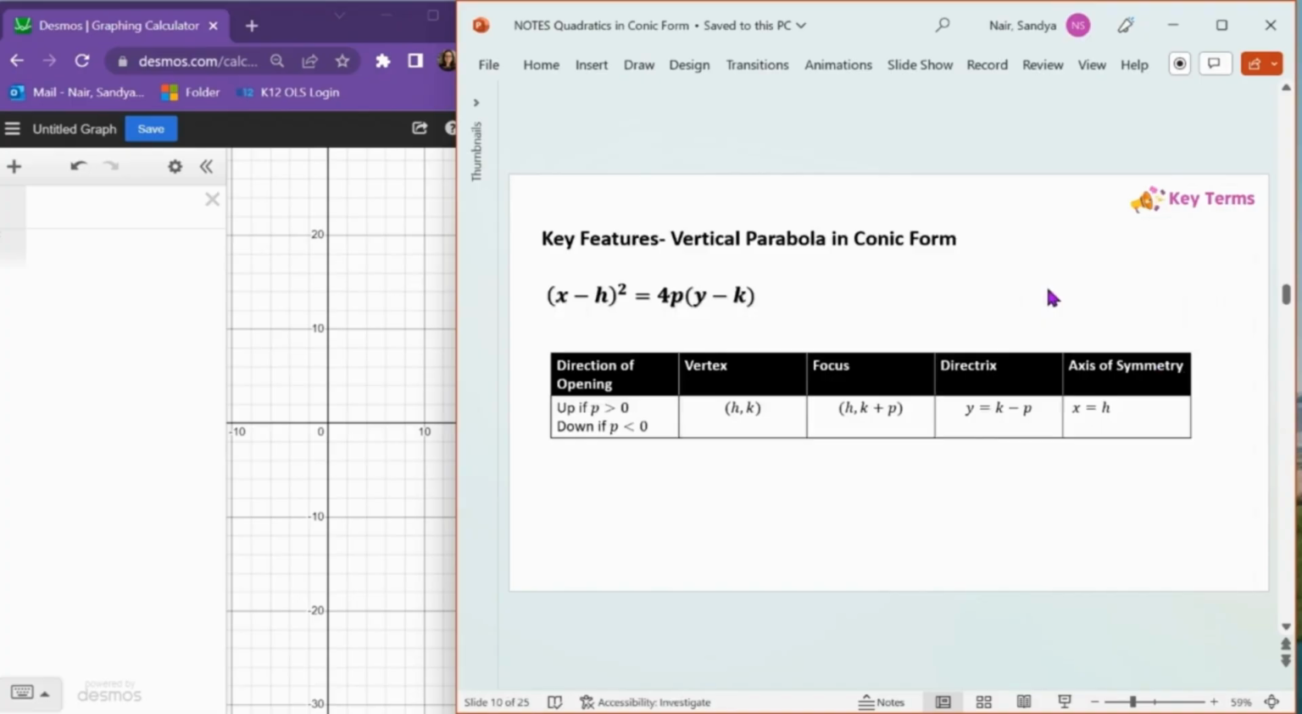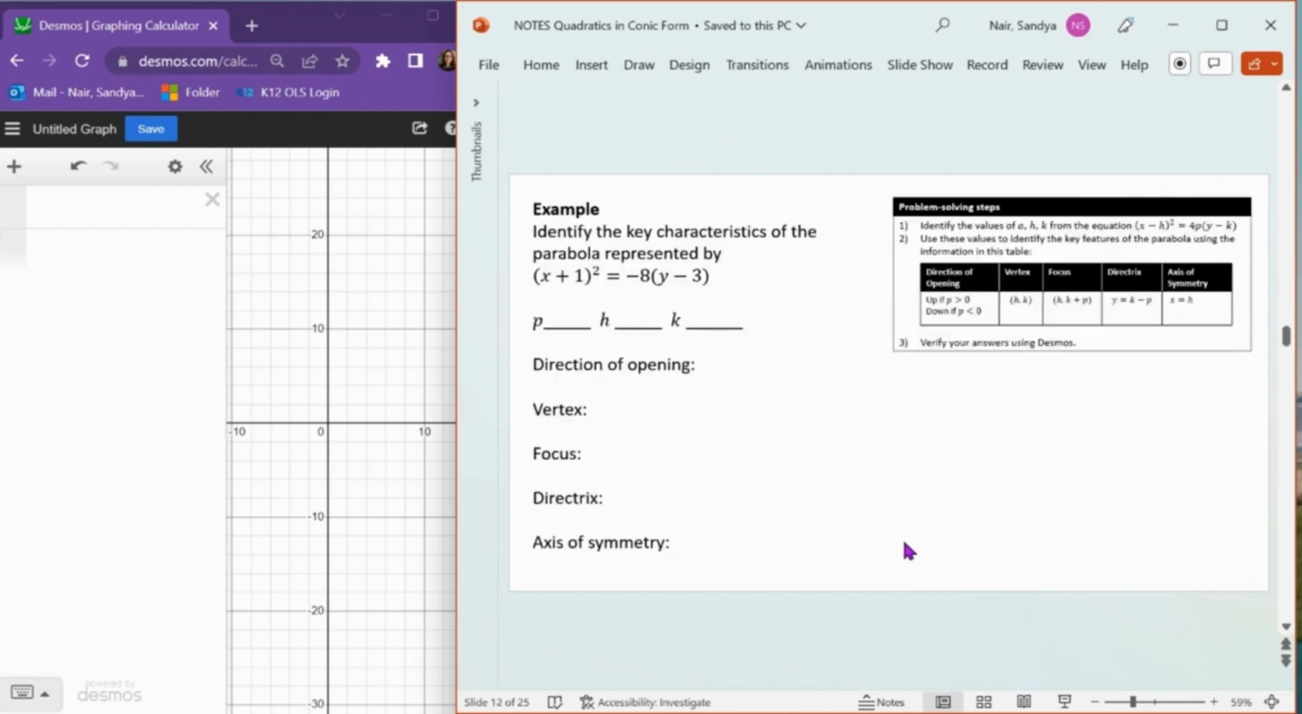Once again, here is a summary of the key features of the vertical parabola in conic form that we can identify. We can figure out the direction of opening, the vertex, the focus, the location of the directrix, and the equation of the axis of symmetry. So let's identify the key characteristics of this parabola.